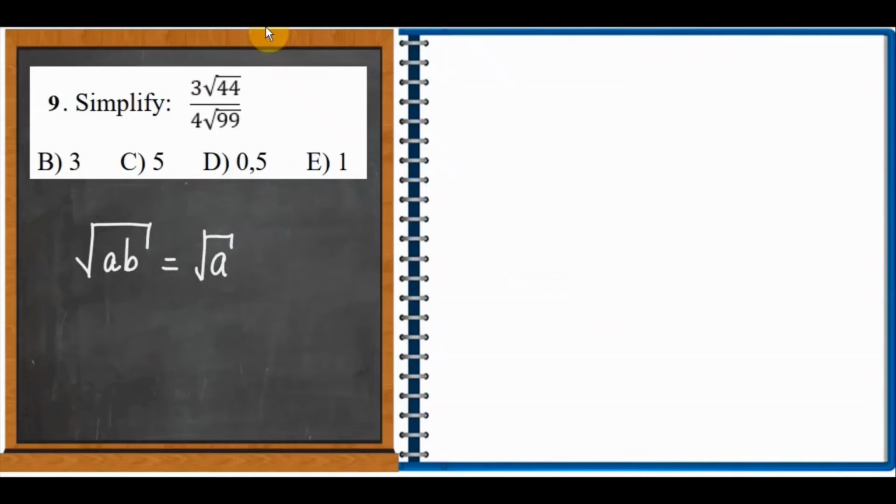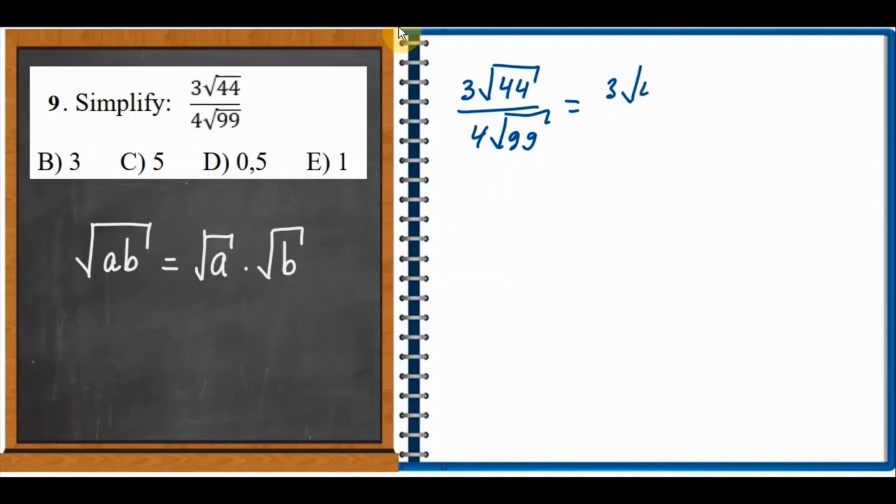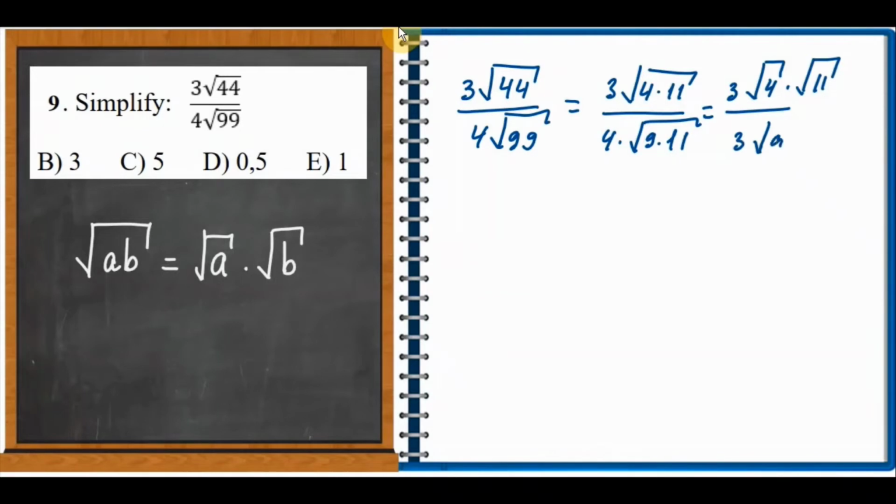So it's going to be separate square roots product. Therefore, we will write in question 9, 3 square root of 44 over 4 square root of 99 is equal to 3 times square root of 4 times 11 over 4 times square root of 9 times 11. Now we can separate the common root. We can write 4 multiplied by square root of 11 over 3 times square root of 9 multiplied by square root of 11. Now we see that we have same factors that are going to be cancelled.